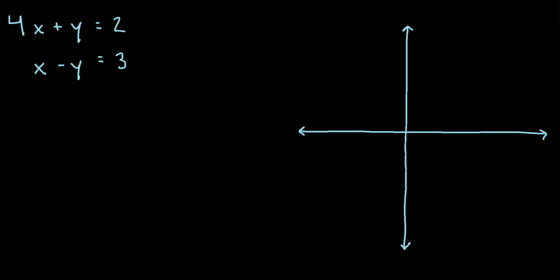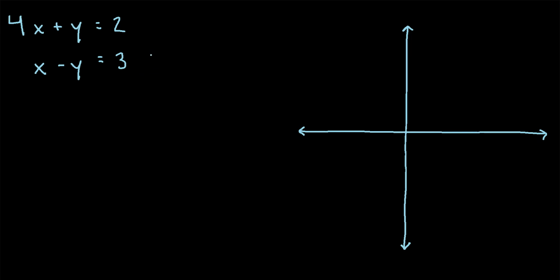In this video, we will talk about how to solve a system of equations by graphing. So let's say we have the following two equations: 4x plus y is equal to 2, and x minus y is equal to 3. We want to figure out for what values of x and y make both of these equations true.